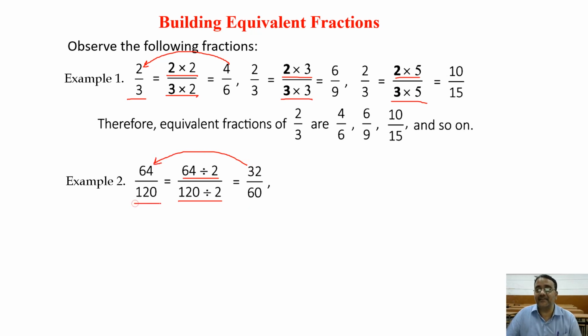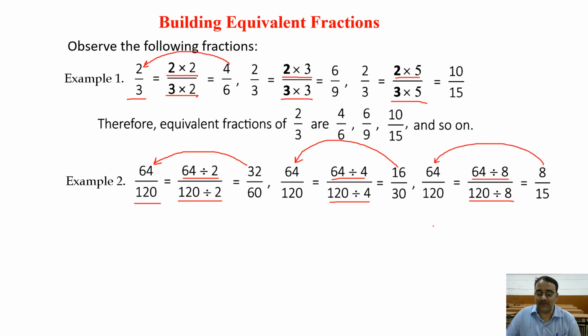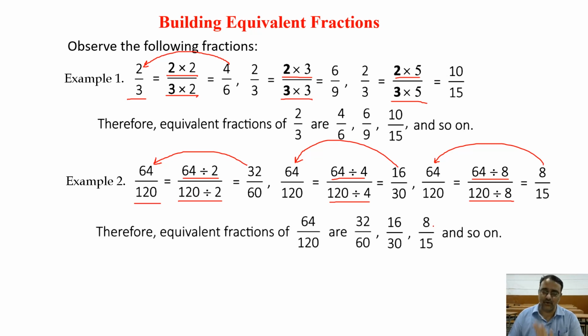Now 64 we can divide by 4 also. 64 divided by 4 is 16 and 120 divided by 4 is 30. So 16 by 30 is an equivalent fraction of 64 by 120. So we can divide it by 8 also. अगर 8 से divide कर रहे हैं तो यहाँ पे 8 मिलेगा, and here we are getting 15. So 8 by 15 is an equivalent fraction of 64 by 120. So therefore, equivalent fractions of 64 by 120, we are getting here 32 by 60, 16 by 30, and 8 by 15, and so on.